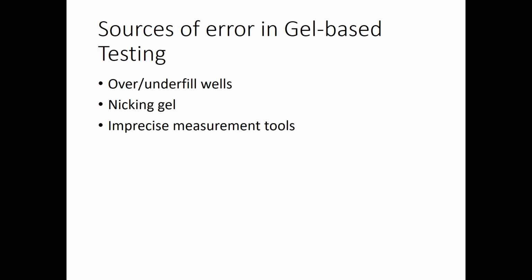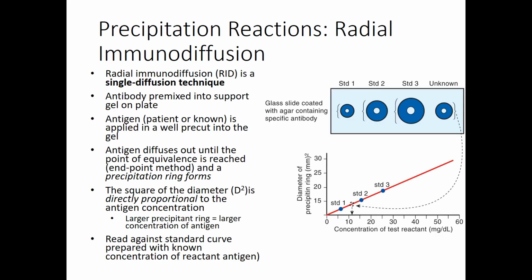This isn't a test that works for everyone or for every test. Some of the sources of error in these gel-based tests are if we put in too much reagent, antigen, or antibody into the test wells, overfill or underfill them. If you nick the gel with your pipette, you can impact the ability of antibodies or antigens to move through the gel. And also, you'll see in a minute, the measurement tools are not always super precise, like a ruler. So it's not a perfect system.